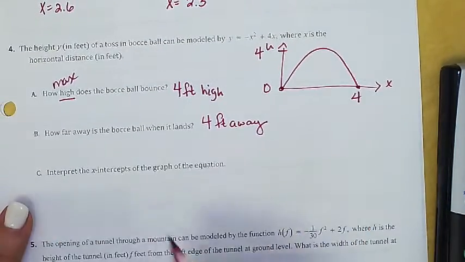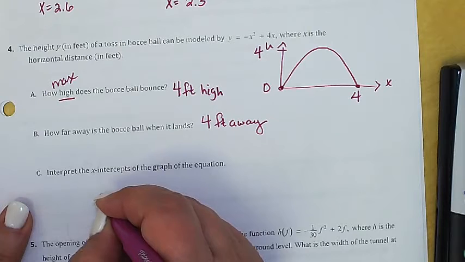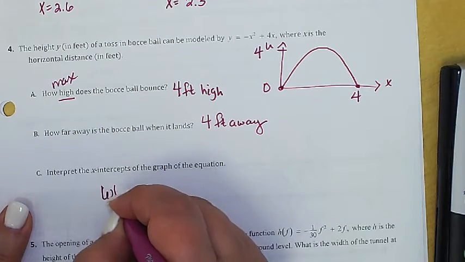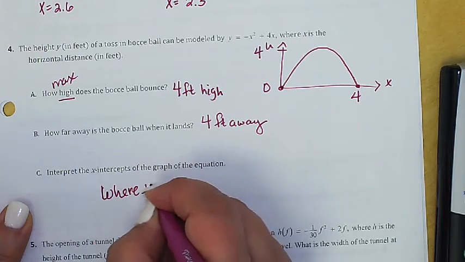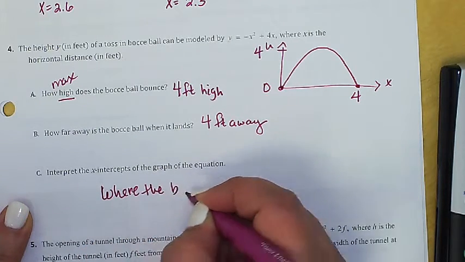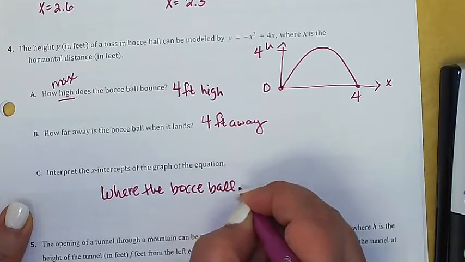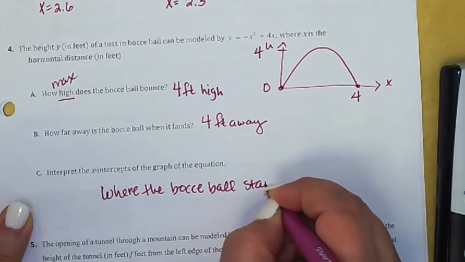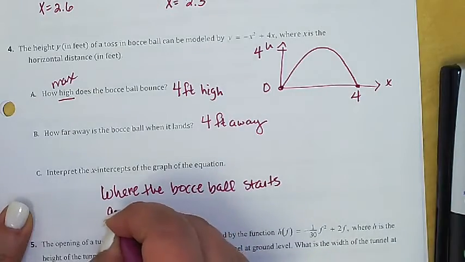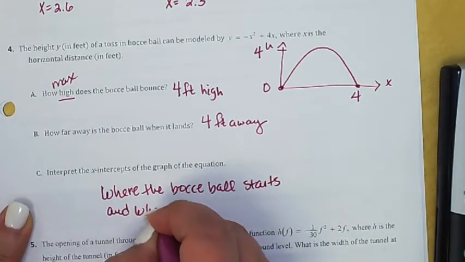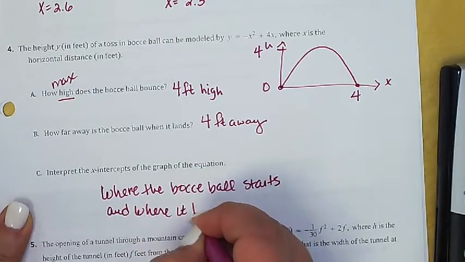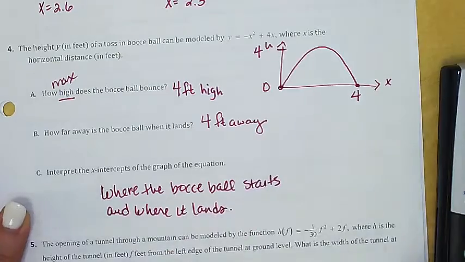So the x-intercepts are where it starts, or where the bocce ball starts, and where it lands. Okay.